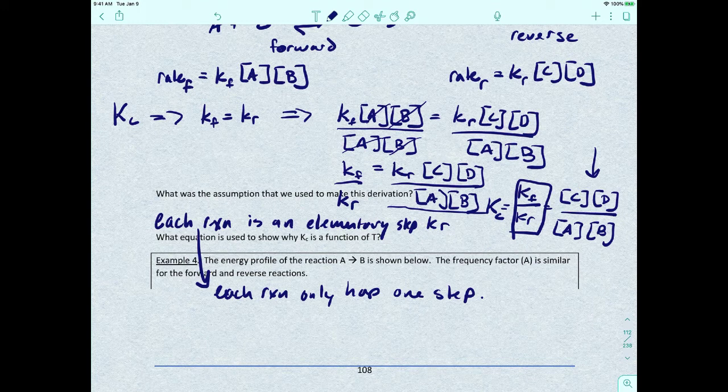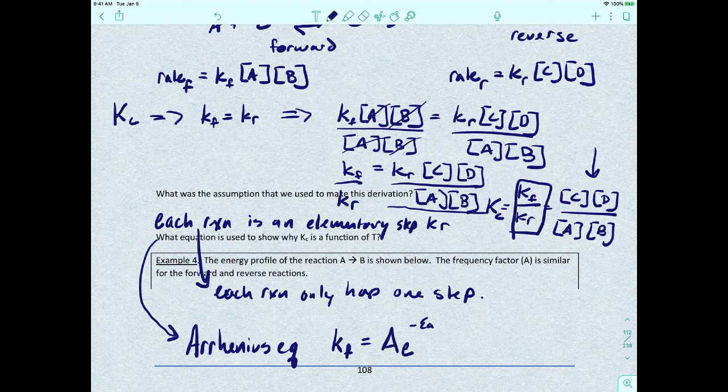Now, what equation is used to show why Kc is a function of temperature? It's the Arrhenius equation, because the rate constant of the forward reaction is equal to A, the collision constant, times e raised to the negative Ea over RT. So here you have the rate constant of the forward reaction, and the temperature is part of that equation.